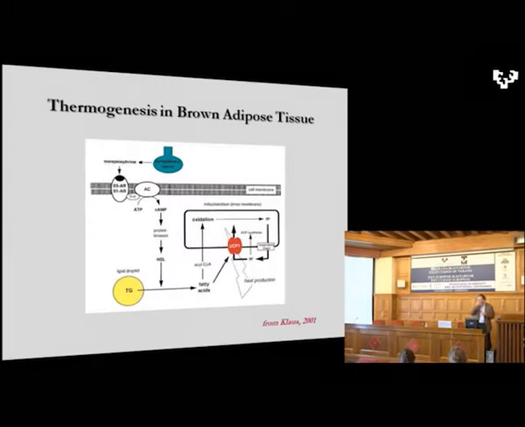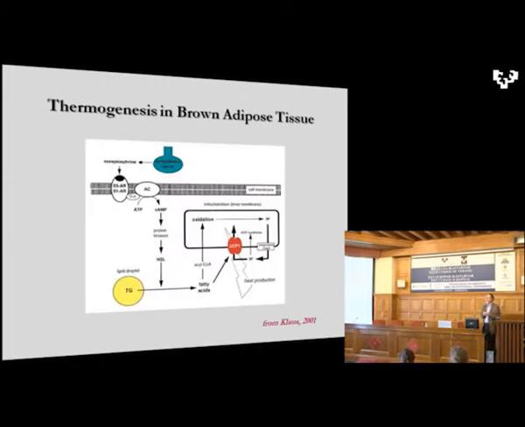Now, I said that the primary function of brown adipose tissue and of brown adipocytes was to generate heat. And this is a simple schematic of how heat is generated within brown adipocytes. I should emphasize two things.